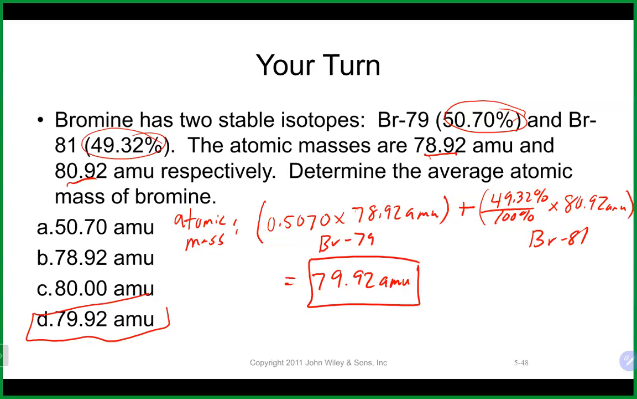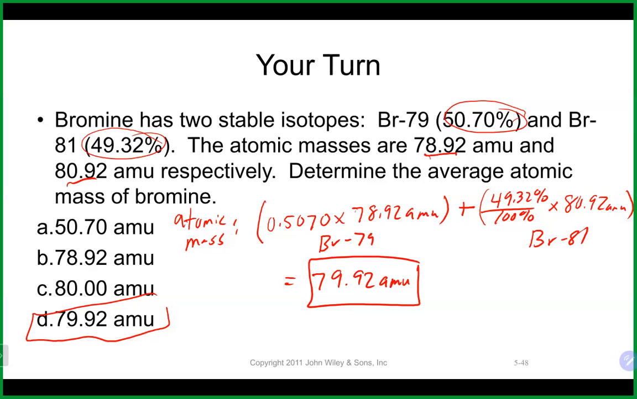And a little 79.92 action happening there, I think. It's like this guy right out there. And that's pretty close to what we see on the periodic table, about 79.90 for bromine. But again, it's not perfect. The percentages aren't perfectly 100, so there might be a slight difference in an experimental type situation.